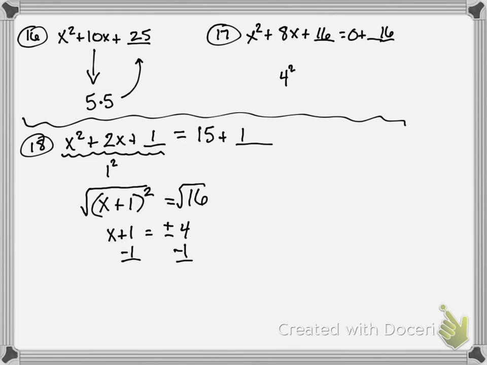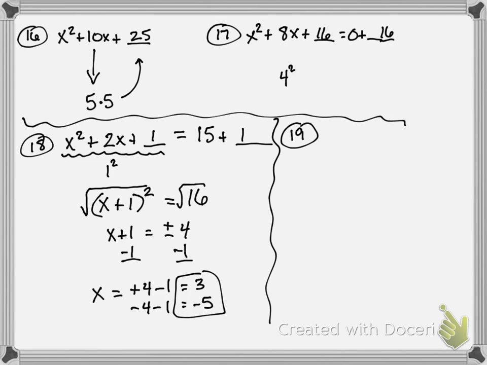So you get x equals positive or negative 4 minus 1. You could have positive 4 minus 1. You could have negative 4 minus 1. So one's 3, one's negative 5. That's it. Okay, 19.